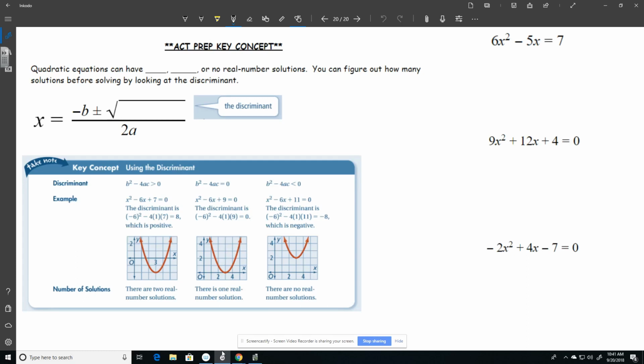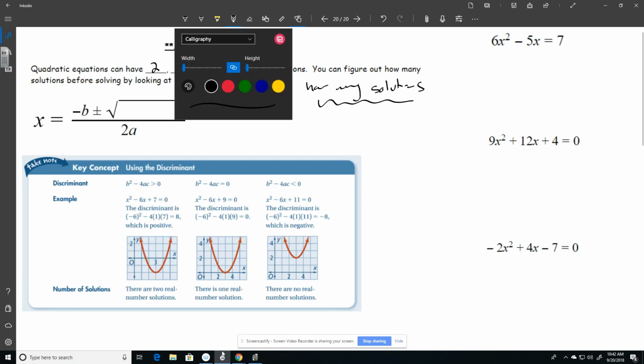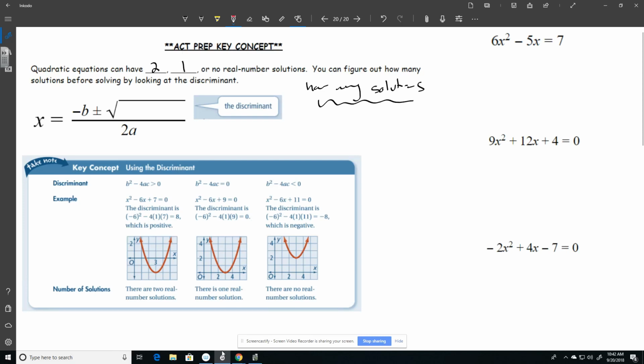So quadratic equations can either have 2 answers, 1 answer, or no real number solutions. A lot of times you're asked to figure out how many solutions an equation has. You don't actually have to find them. It just wants to know how many solutions there are. And the key to figuring this out is we use the discriminant. The discriminant is basically what's underneath the square root in our quadratic formula. So that b squared minus 4ac, that's what we use to figure out how many solutions there are.